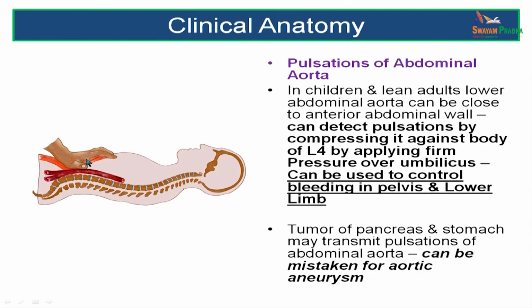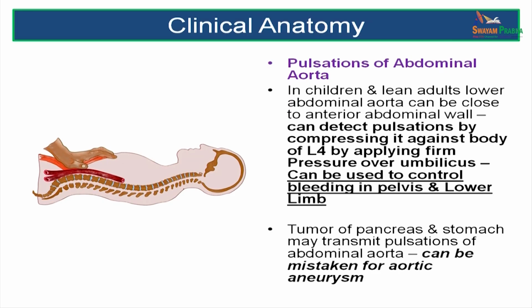How do you palpate the abdominal aorta? In children and lean adults, this aorta can be palpated by compressing it against the body of the fourth lumbar vertebra. So, you apply firm pressure over the umbilicus as shown in this figure, and this can be used to control hemorrhage from lower extremity wounds and from pelvic wounds and save the life of a patient.